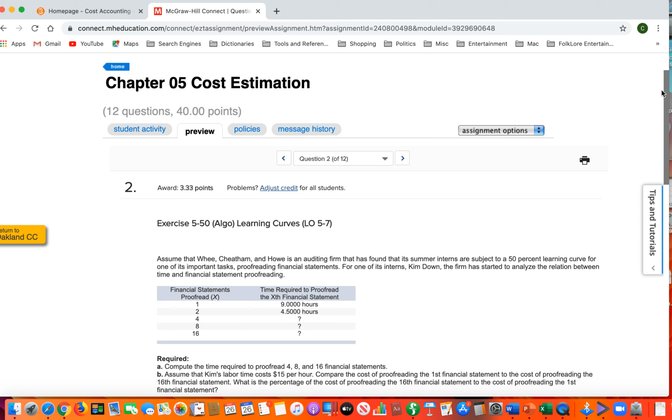You see at the first level, 9 hours, 9.000 hours. Now it doubled the second time. Financial statements you proofread at 2, which is double of 1. 50% of 9 is 4.5 hours. Now, that's when you proofread 2 financial statements. Now you're going to proofread 4, double the 2. So it's going to be 50% of 4.5, which is 2.2500.